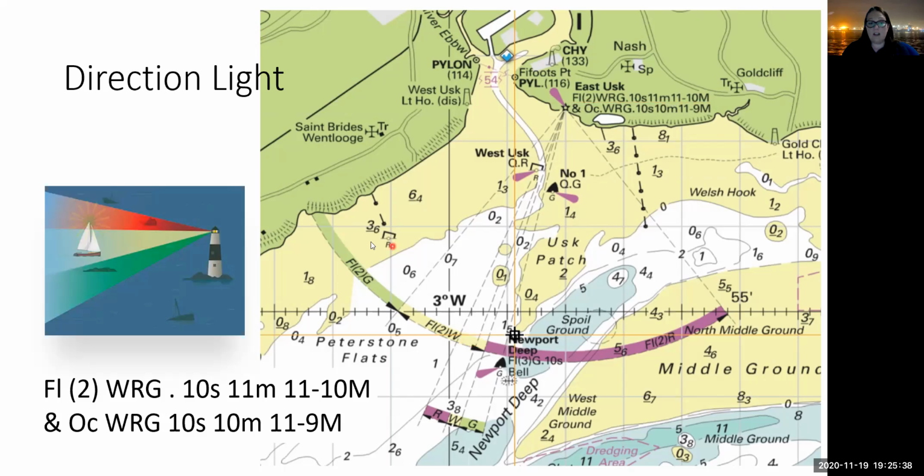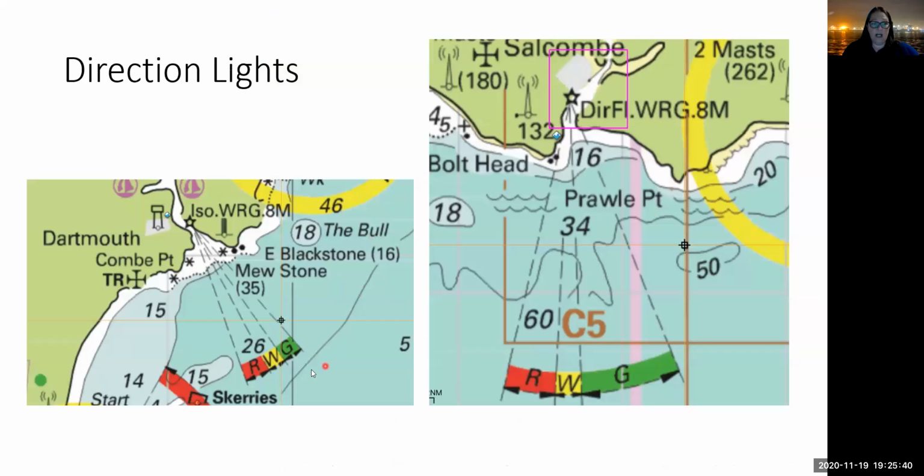So let's have a look at a couple more directional lights. Here we've gone a little bit further afield, to Dartmouth and Salcombe. Relatively simple lights then, again red, white, green. And let's have a look at what the light is actually giving us. This is the light here. We're looking at the light being an ISO, so equal portions of light and dark. Remember, ISO from the Greek meaning the same. White, red, and green. And this one doesn't have a height, but it is visible out to a nominal range of 8 nautical miles.